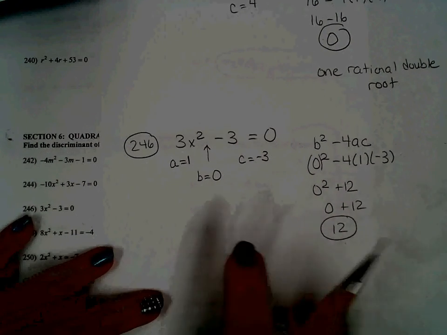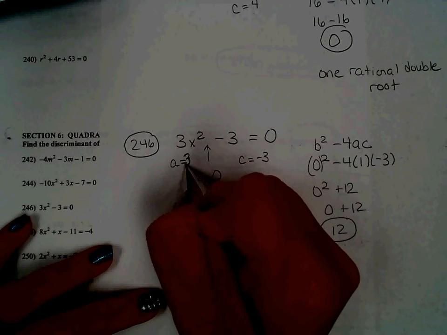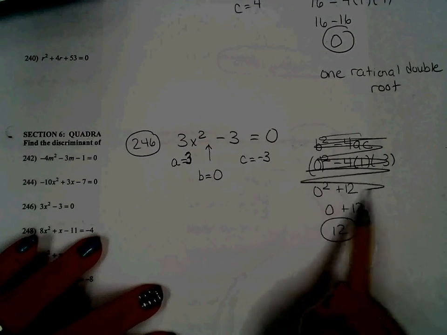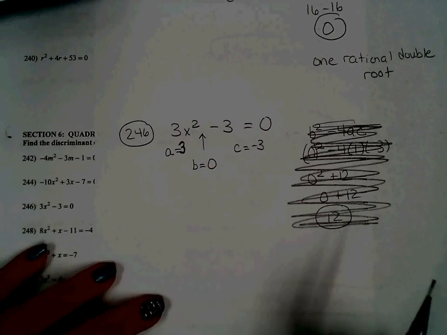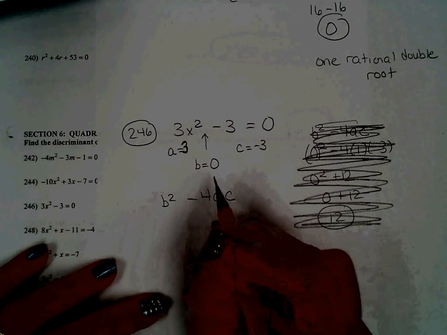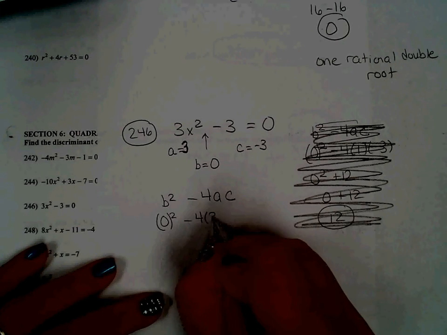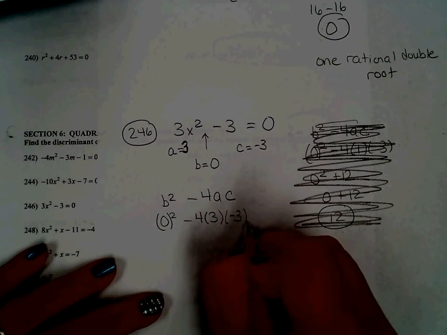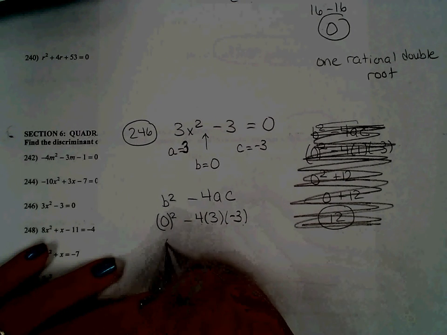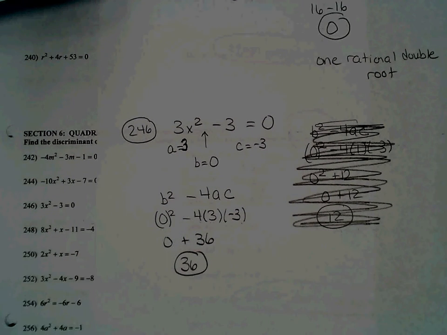Okay, I screwed up. I wrote A was 1. A is not 1, A is 3. Is anybody out there in the cyber world yelling? Miss Woods, you made a mistake? Sorry about that. All right. B squared minus 4AC. B is still 0. I wasn't wrong about everything. Minus 4 times 3 times -3. 4 times 3 is 12. Times 3 is 36. Two negatives make a positive. 0 plus 36 is 36. That's the correct answer, Ms. Woods.